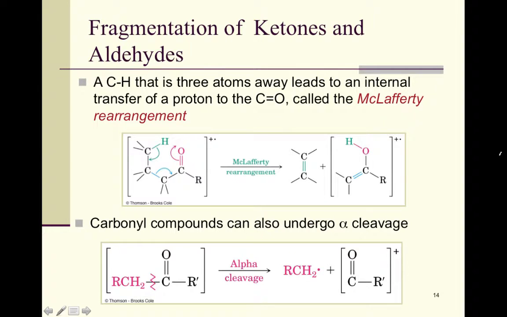Fragmentation of ketones and aldehydes. First, we're going to look at the McLafferty rearrangement. When we have a carbon and hydrogen that is 3 atoms away, it can lead to an internal transfer of a proton to the carbonyl group. A McLafferty rearrangement causes an alkene and also an enol. Let's take a look. Here's our carbonyl group. 1, 2, 3 carbons away.